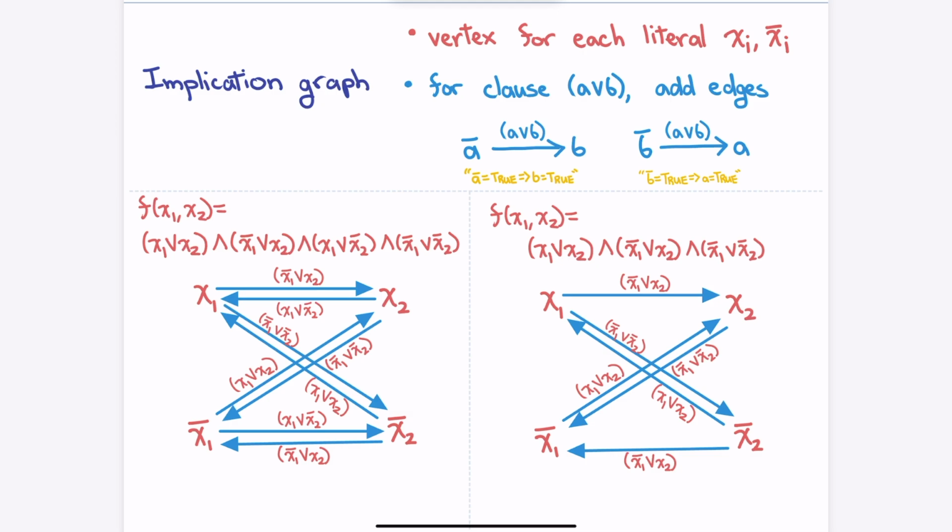Okay, so here's two graphs. This is a formula that we can't satisfy. This is a formula that we can satisfy. Now we want to come up with a smarter algorithm than guessing everything, right? And what's the point of all this graph stuff? So maybe we can try to study this graph and see what's the difference.